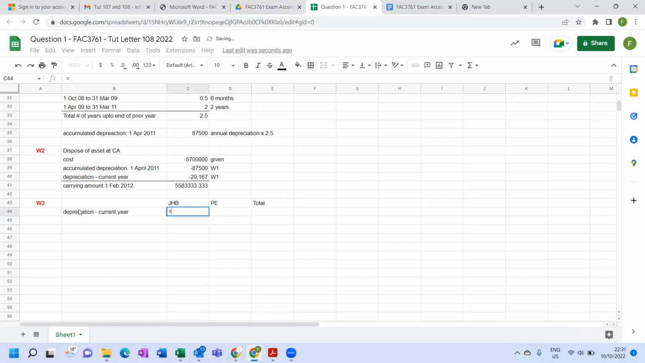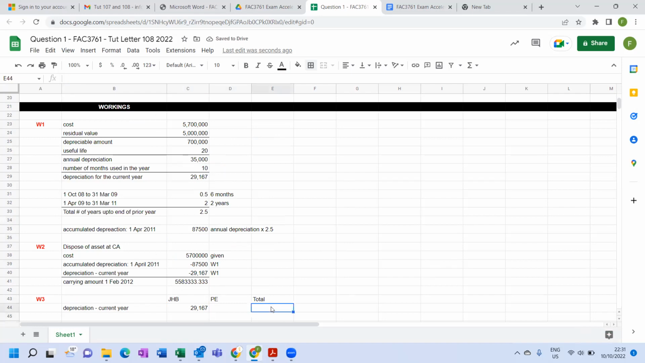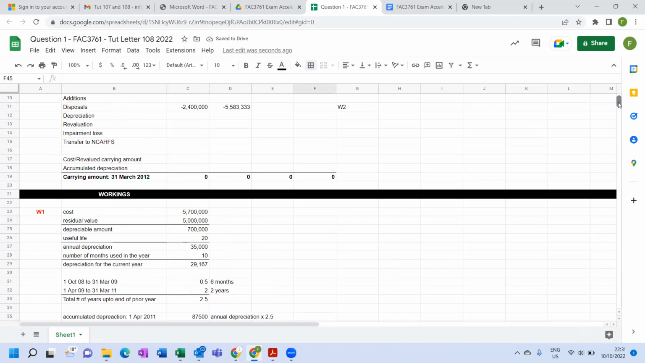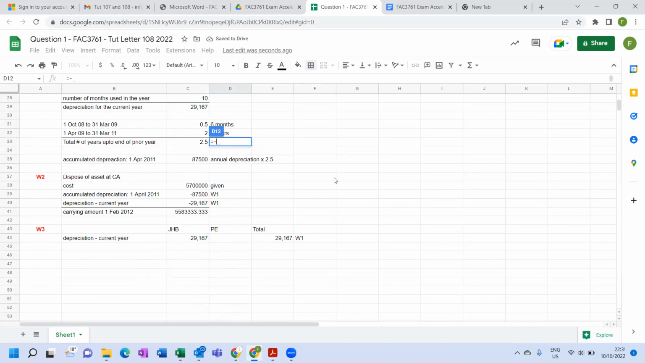So for Joburg, the depreciation for the current year is that. Okay, the total is going to be that, and I'm going to say they can find it in working 1. So I'm doing that. I'm going to go over here, and I'm going to tell them for depreciation, they can look to working 3. There'll be nothing for land, but for buildings, it's going to be made up of working 3, which is Joburg and PE. So it will be that number.